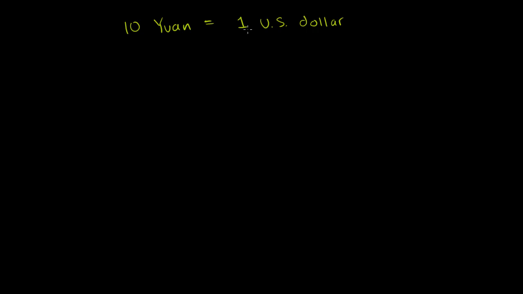I think this makes sense to a lot of people. If I have $1 and want to convert it to yuan, I get 10 of them. If I have 10 yuan and want to convert it to dollars, someone's going to give me $1 for it. Now let's imagine a situation, and in the next few videos, I'll construct actual trade imbalances where this would actually happen.